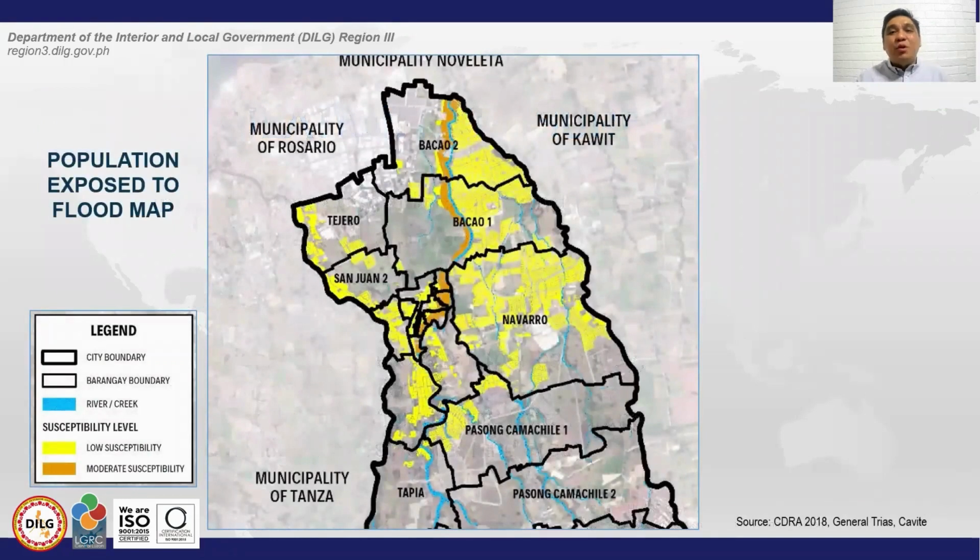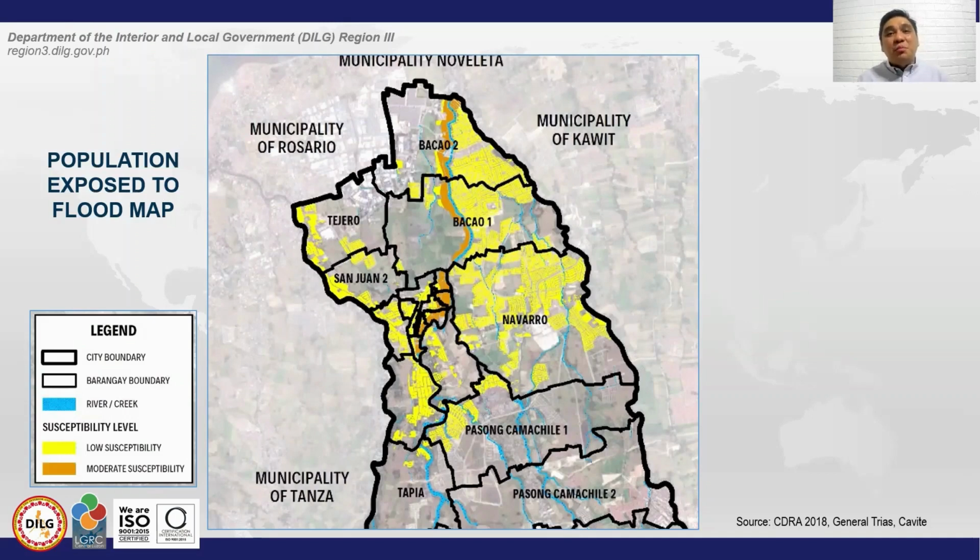Here is an example of a map showing the population exposed to flood hazard. You will notice that the houses or residential areas that were categorized as low susceptibility were highlighted in yellow, while the orange ones represent those that are moderately susceptible. For population exposure, the ideal is to use an updated household map.